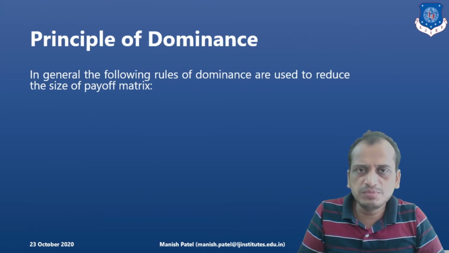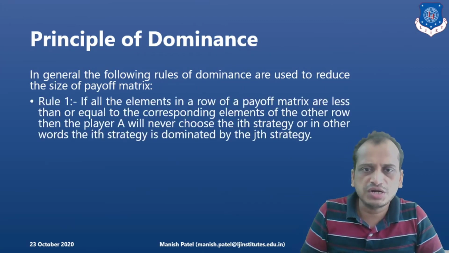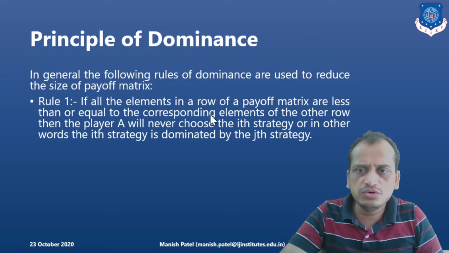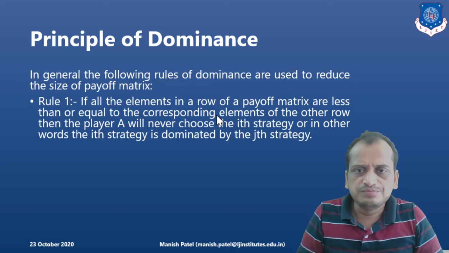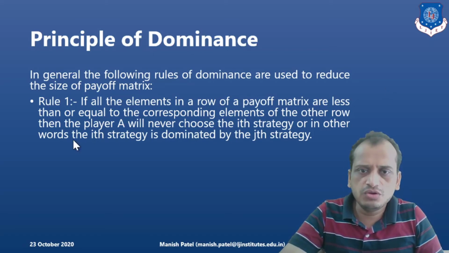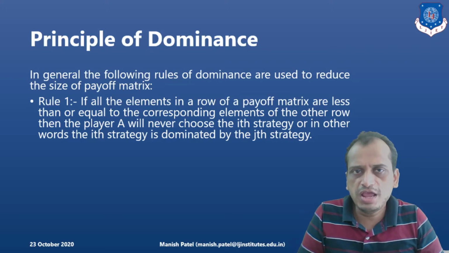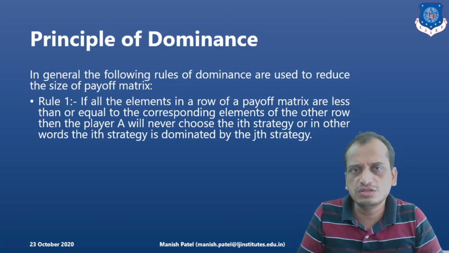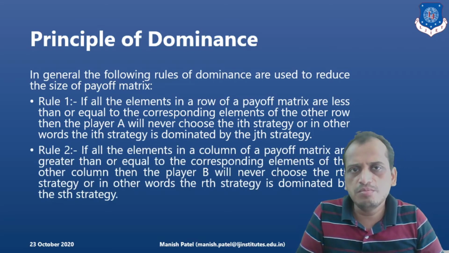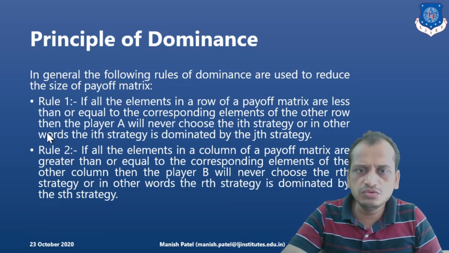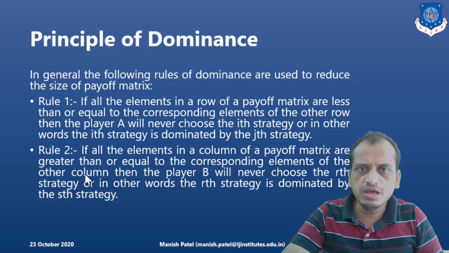Now let's talk about the principles. How do you find out the dominant strategies? First of all, if all the elements in a row of a matrix are less than or equal to the elements of the other row, then A will never choose the strategy, or you can say the ith strategy is dominated by the jth strategy. When you compare two rows, if A is less than or equal to the other strategy or other row, then A is dominated by the other strategy. Same with the column, but it is the other way: here we look into the less than or equal to, but in the column you look into the greater than or equal to.